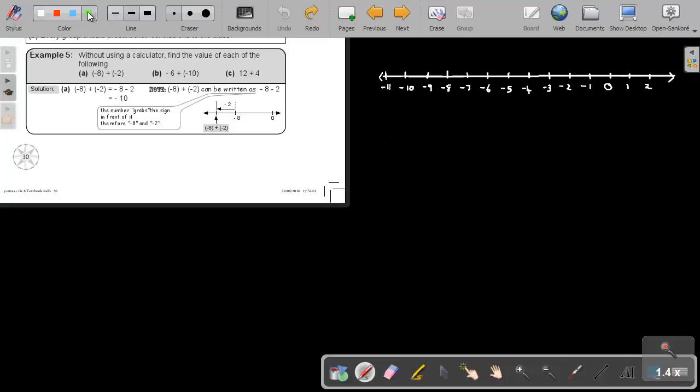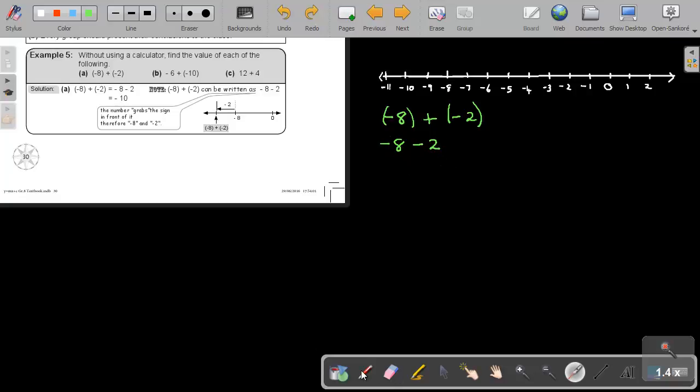Now, if you look at it, it's saying negative 8 plus negative 2. Now, we can rewrite this as negative 8 and negative 2. I want you to take notice. The number grabbed the sign in front of it. So there is not just standing 8, there is standing negative 8. There is not just standing 2, there is standing negative 2. So I can say that the signs in front of the numbers are the same.